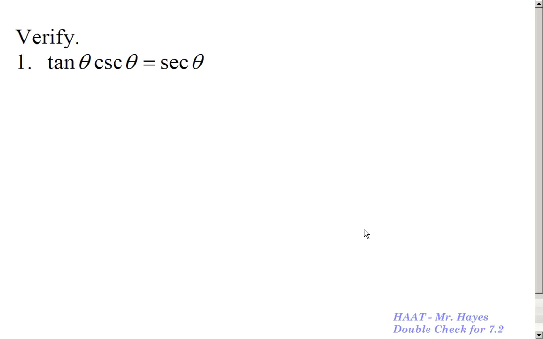Hey guys, double check for 7.2. I'm going through just the odds since a lot of these are similar, so hopefully by going through some of these and double checking your work, you'll be good to go for the other ones.